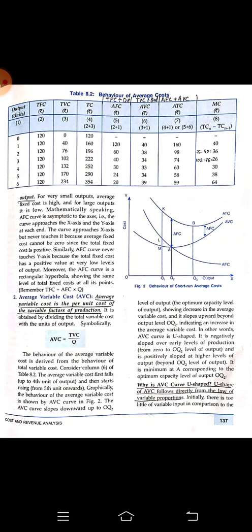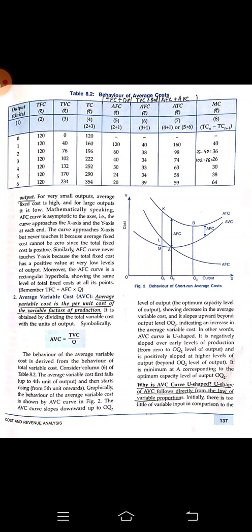Come to AVC. We can see the AVC curve is a U-shaped curve because it first decreases, then increases, coming back to its original position. So it gives us a U shape because of the law of variable proportions. Next we come to ATC, that is average total cost. We are just summing them together and we get average total cost.